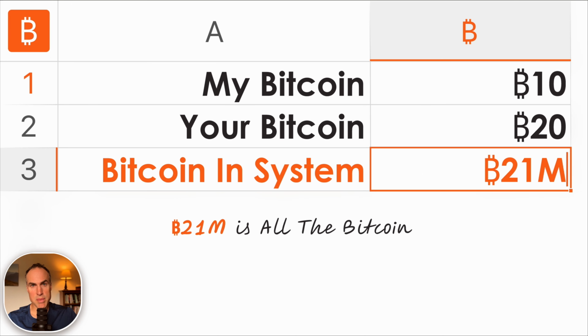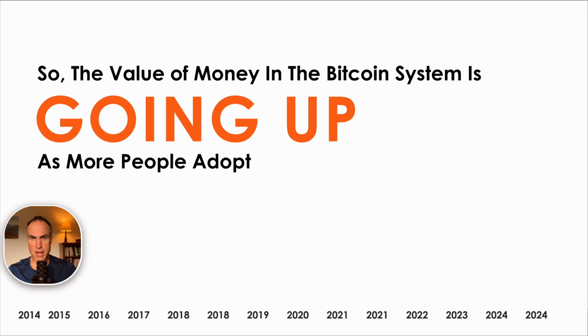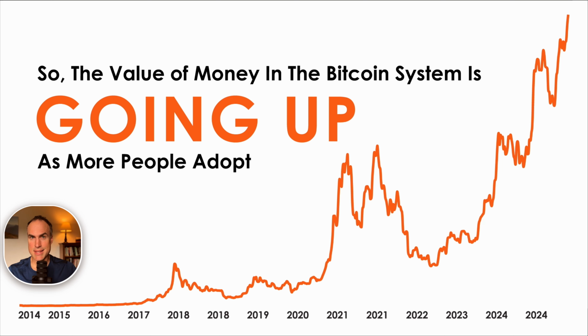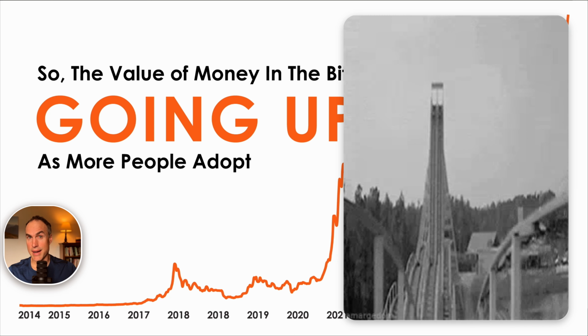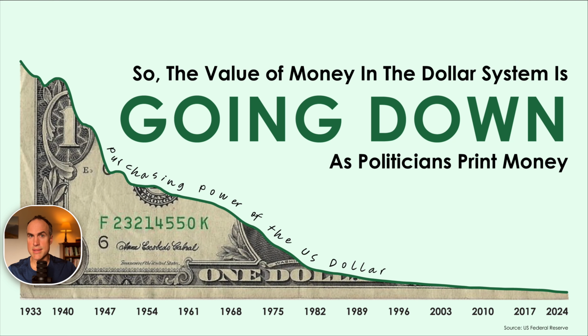There's only 21 million Bitcoin, and that is all the Bitcoin that will ever be. And because Bitcoin is useful as a money system, and because it's limited to 21 million, the value of Bitcoin is going up. It's not been a smooth line, but the direction is pretty clear by now. And this, of course, is in direct contrast to the value of the US dollar. Because there's no real limit to the amount of dollars in circulation, and that number continues to go up, the value of each dollar continues to go down.